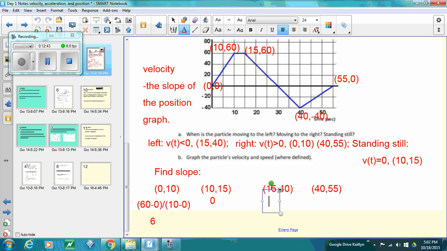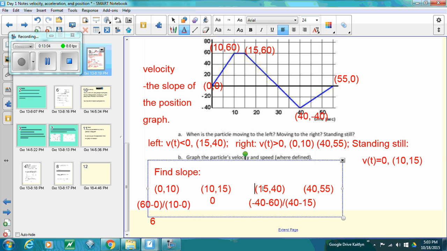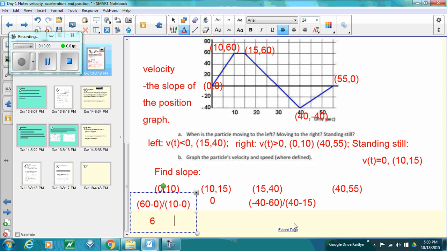From 15 to 40, I'm going to use these 2 points, 15 and 40. So I'm going to do negative 40, which is y2, minus 60, and then I'm going to divide that by 40 minus 15. And if I calculate that slope, negative 40 minus 60 is negative 100, divided by 40 minus 15 gives me 25, and so that gives me a negative 4.